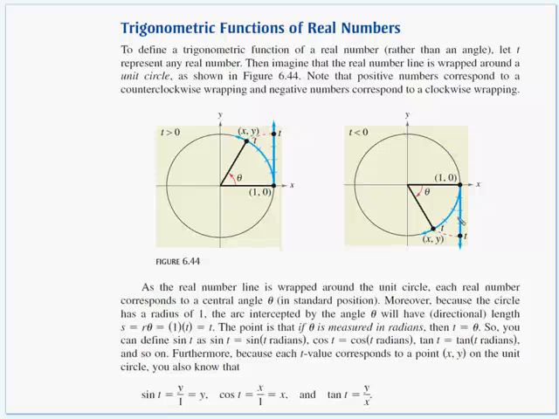If we do it clockwise, those would be our negative angles. Here's our number line again. These would be our negative numbers to the left of 0. And we're just wrapping those around the circumference of the circle.